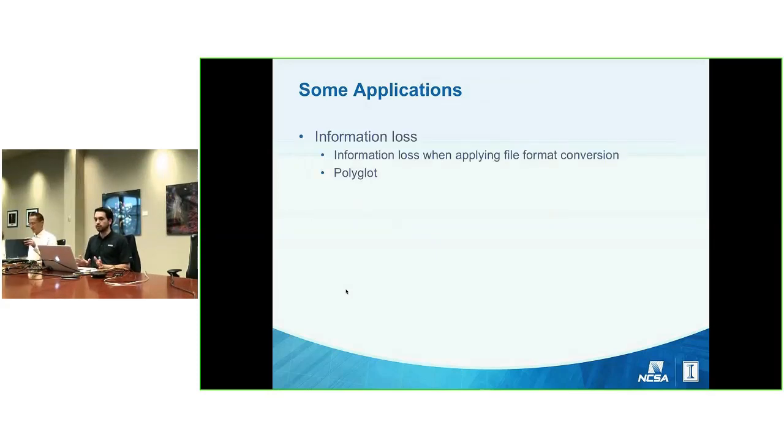The first one is information loss, which was the original reason why Versus came to be. The idea is that if you go through file format conversions, you might lose some information during that chain. So we want to know how much was lost. So you compare the initial file to the file you end up with. This was done originally for Polyglot, which Kenton is going to talk about this Thursday.